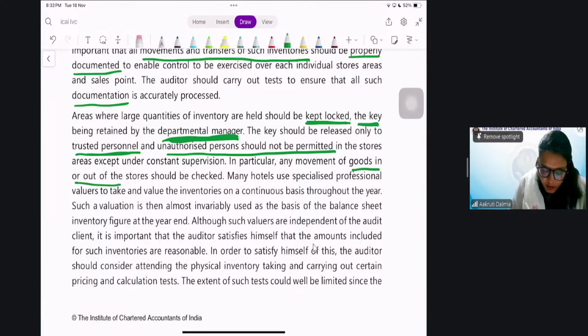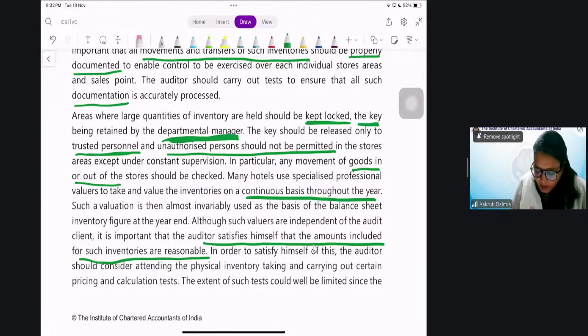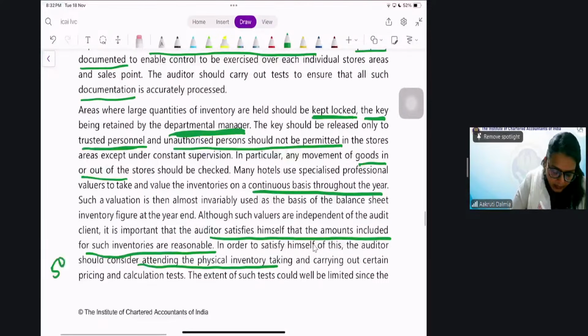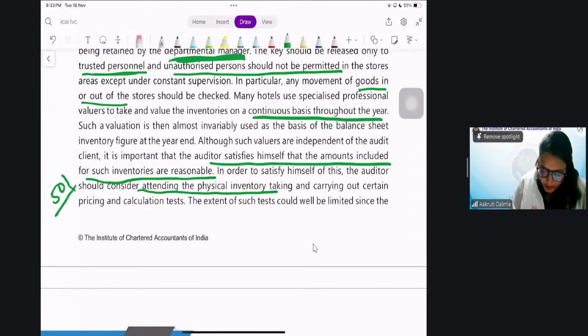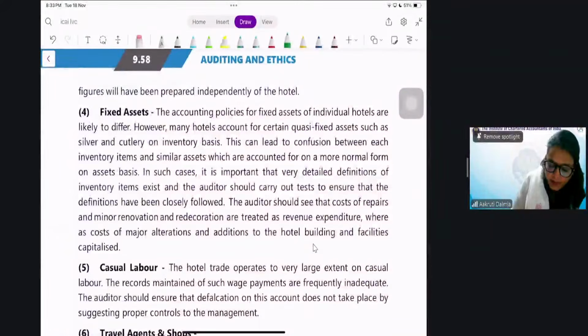Many hotels use specialized professional valuers to take and value the inventory on a continuous basis throughout the year. Such valuation is then almost invariably used as the basis for the balance sheet inventory figure at the year end. Although such valuers are independent of the audit client, it is important that the auditor satisfies himself that the amount included for such inventory is reasonable. The auditor should consider attending the physical inventory taking. Do you remember SA 501? And carrying out certain pricing and calculation tests. The extent of such tests should be limited since figures will be prepared independently.